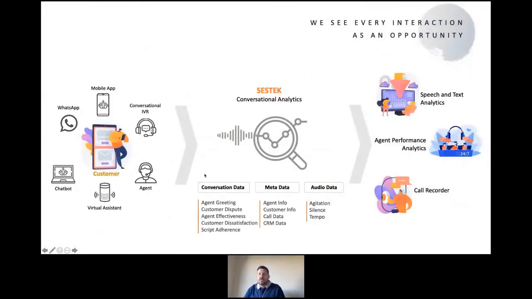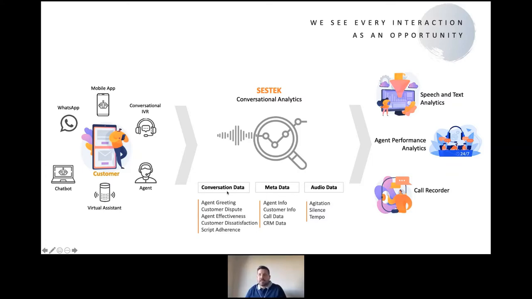Okay. So as I mentioned in the beginning, every interaction is an opportunity. So what is that interaction? Customers can be contacting your contact center via different ways. On the left-hand side, you can see the channels. And then conversational analytics takes those interactions, whether they're coming from a voice channel or a text-based channel. So we are using three types of information.